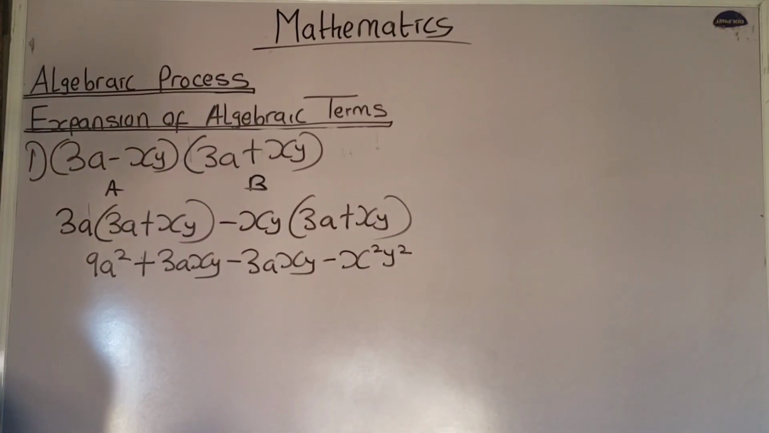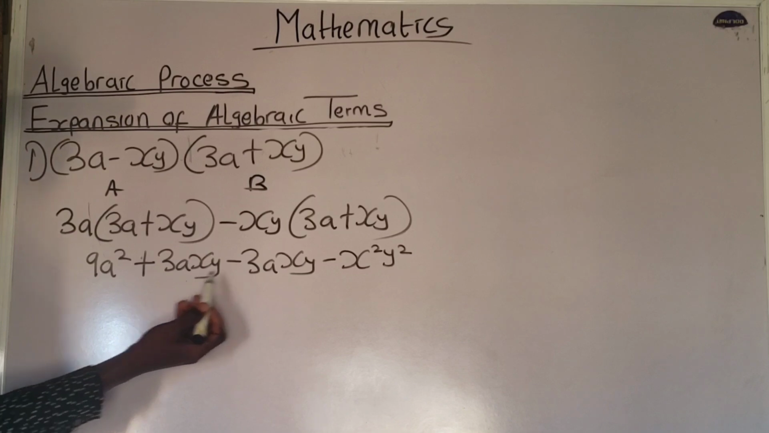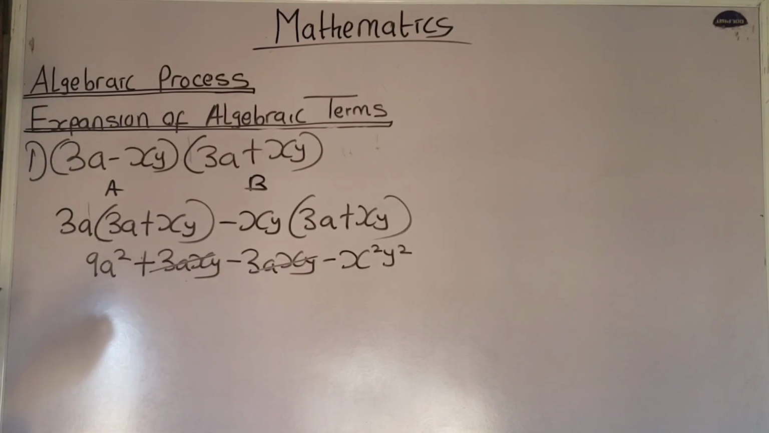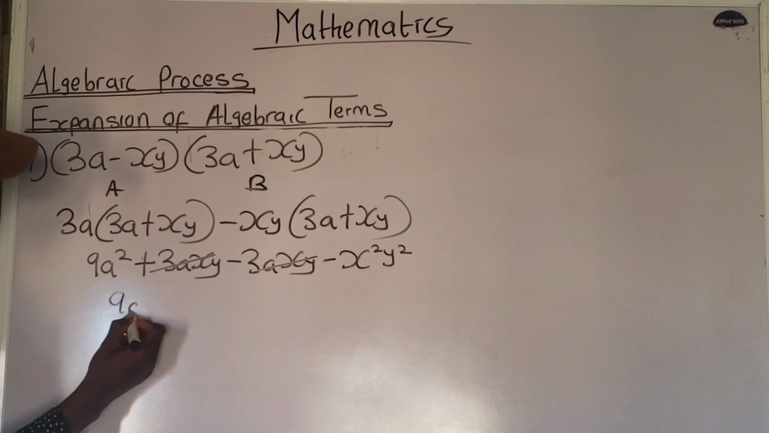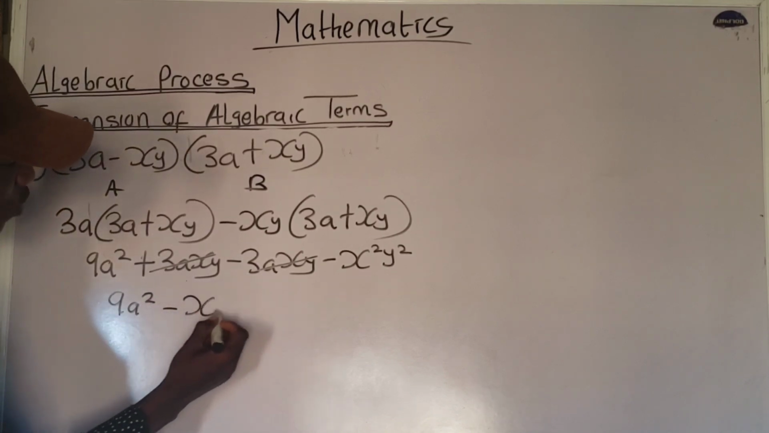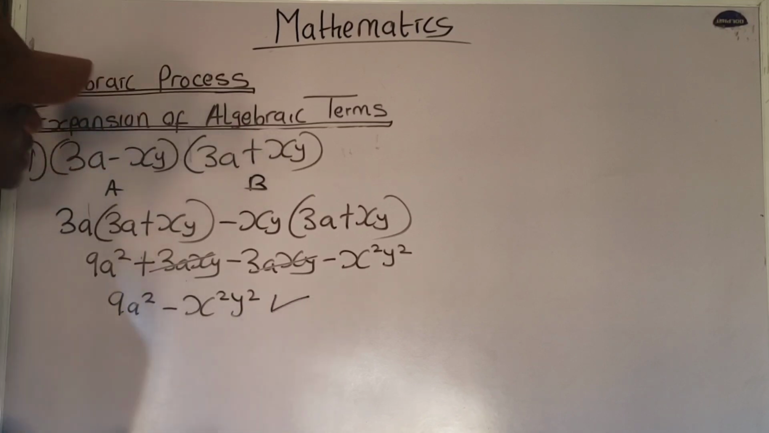Okay, now let's see if there is a like term that we can connect. Yeah, we have positive 3axy and negative 3axy. That means that this will cancel this. You understand? So I'm left with 9a squared. Are you paying attention? 9a squared minus x squared y squared. That is the final answer.